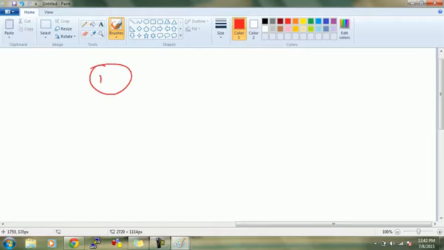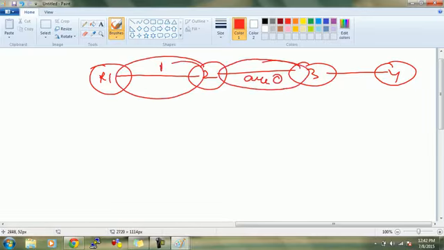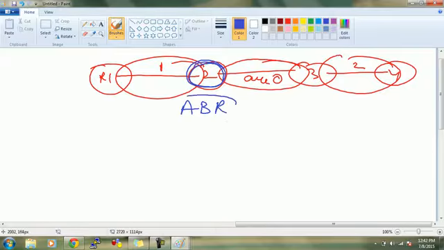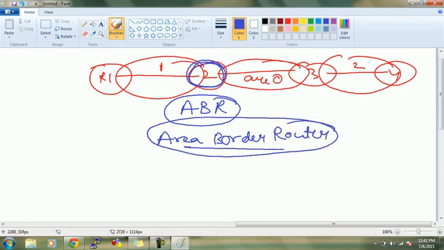Now R1, R2, R3, R4. This is area 0. Now these areas can communicate. And guys, there is a special name for this router: ABR. ABR stands for area border router.